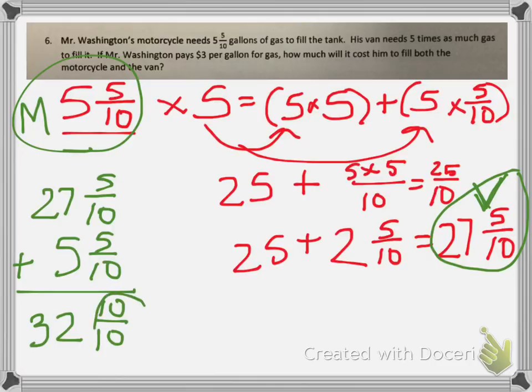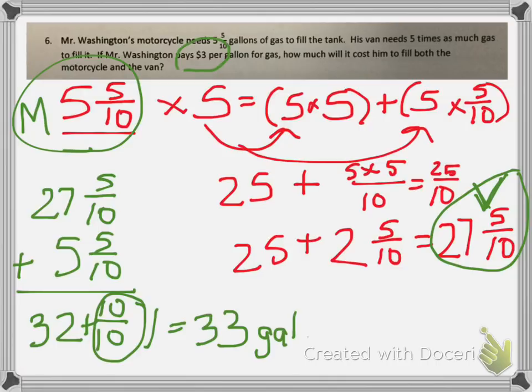Oh, what does that equal? That's equal to 1 whole. So really, it's like 1. So it's like 32 plus 1. Okay, 33. That's 33 gallons of gas total for both the van and the motorcycle.